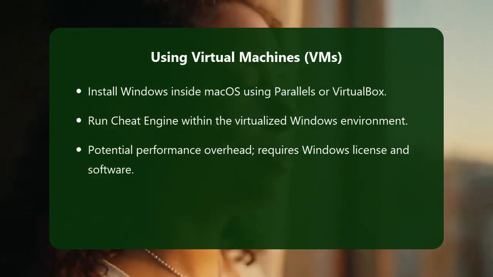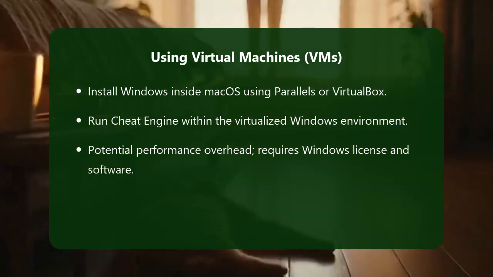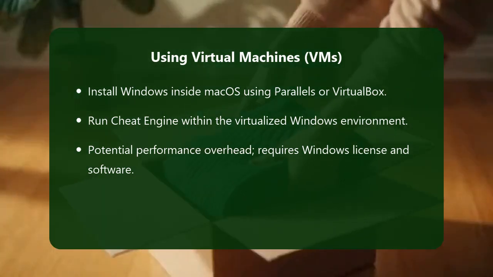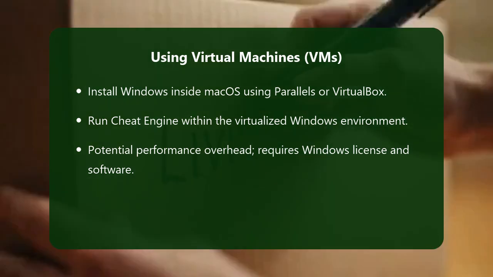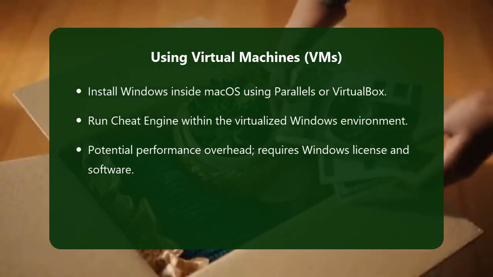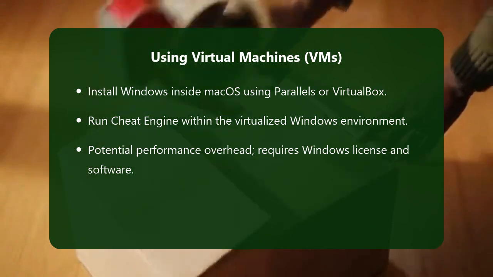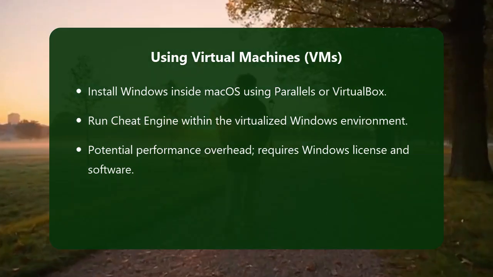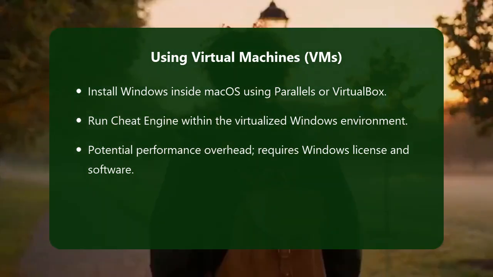Once Windows is running in the VM, you can download and install Cheat Engine just as you would on a standard Windows PC, and it will function within that virtualized environment. The main downsides here are the performance overhead, as your Mac is running two operating systems simultaneously, and the potential cost of commercial VM software and a Windows license.